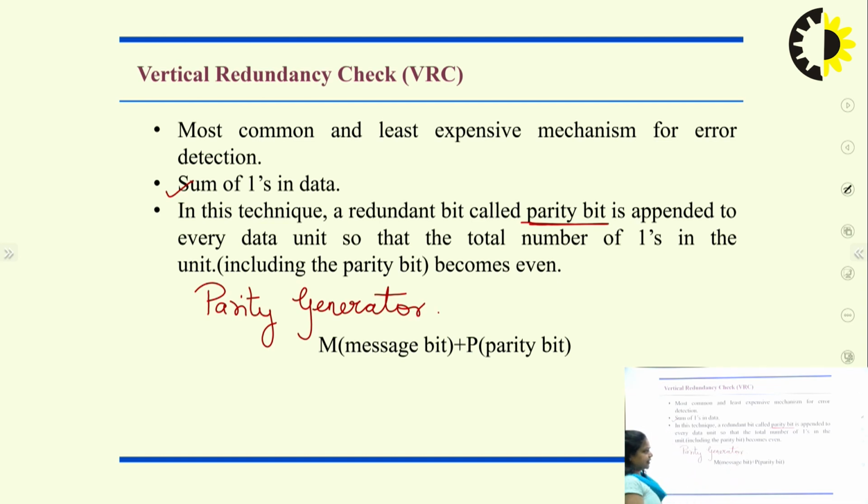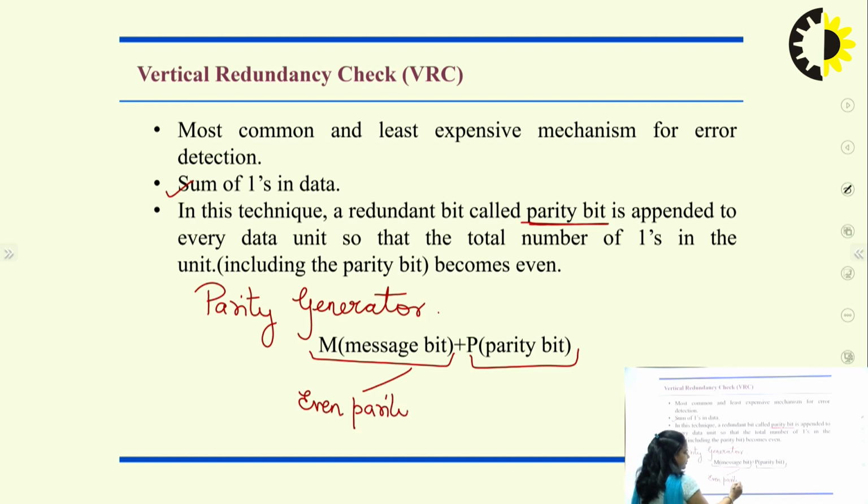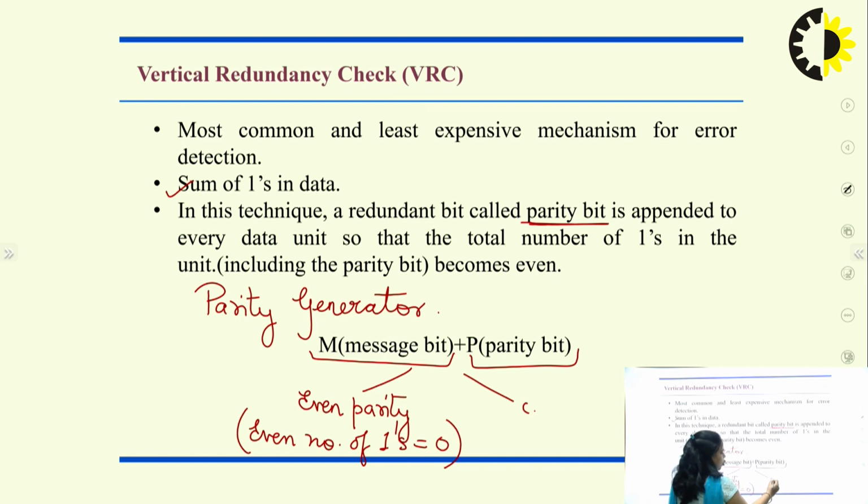Whenever we send the total number of bits towards the receiver side, we have to send the message bits as well as the parity bits, right? In this case, even parity says if it includes an even number of ones, then we have to include 0 as a redundant bit, right? And if it is an odd parity, it means odd number of ones.